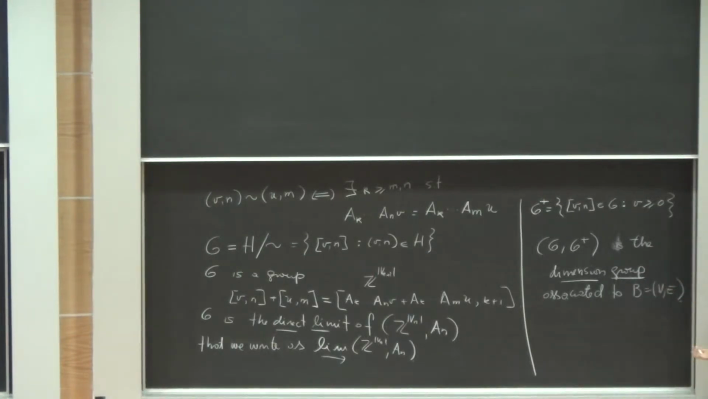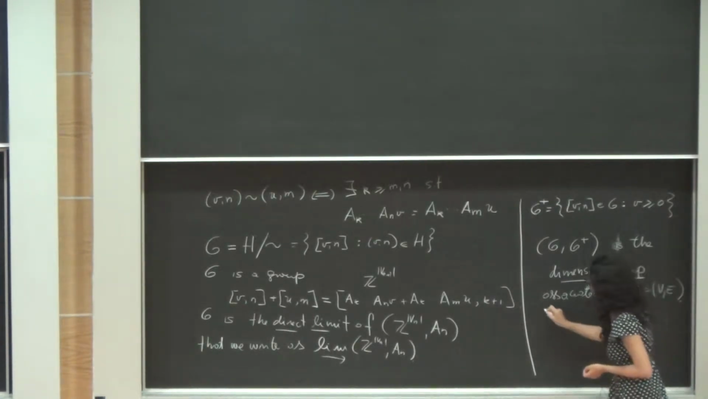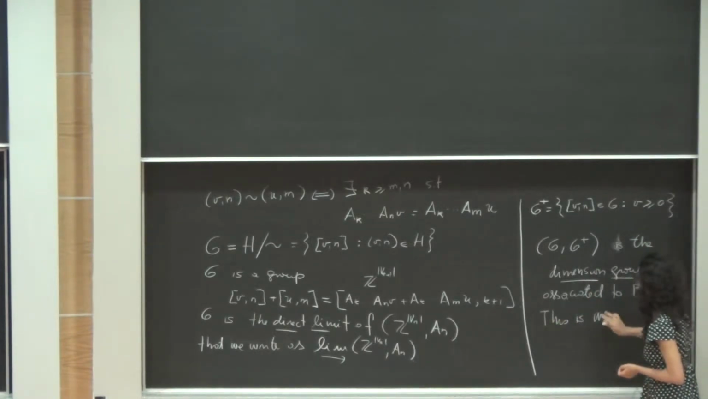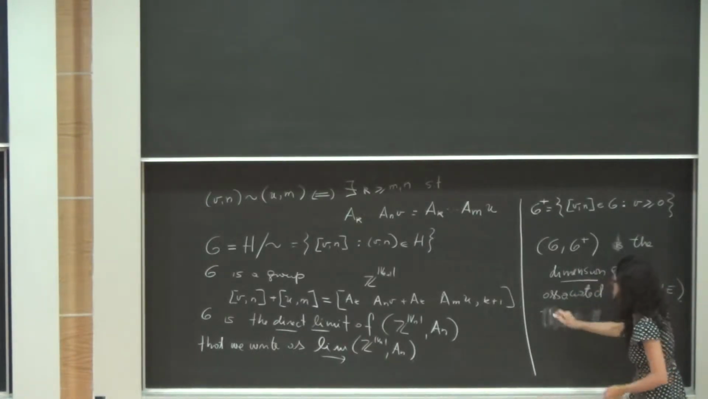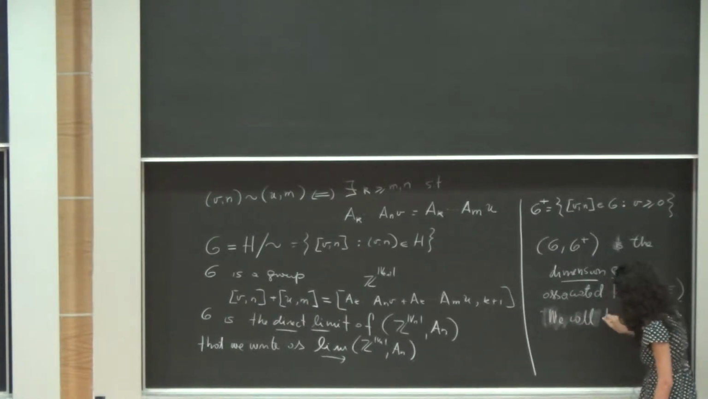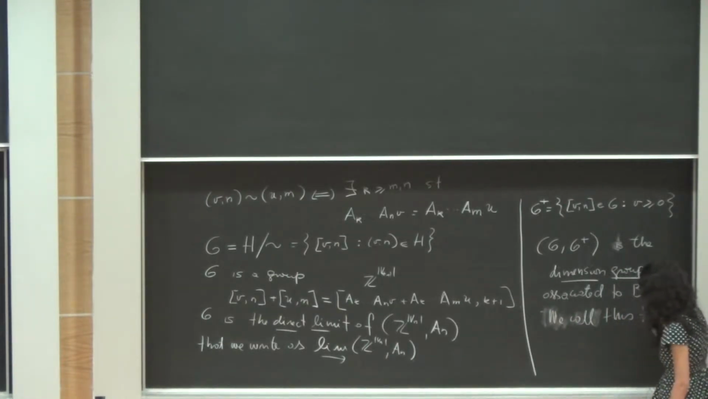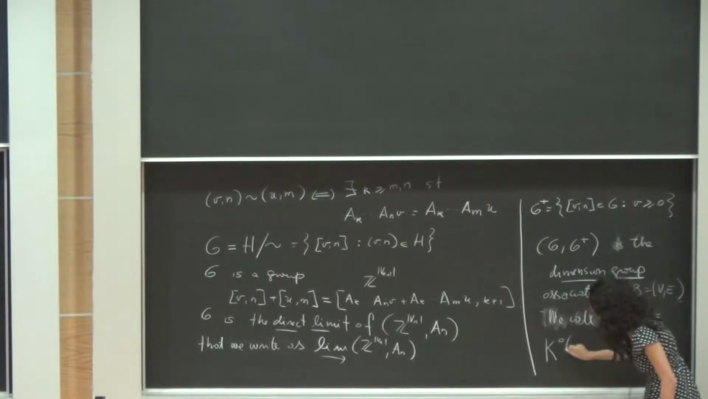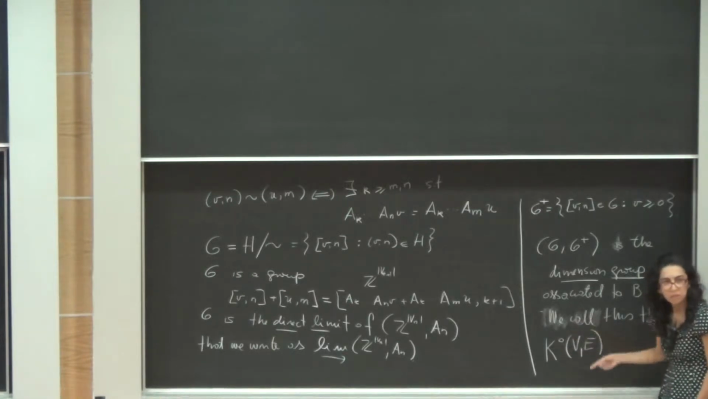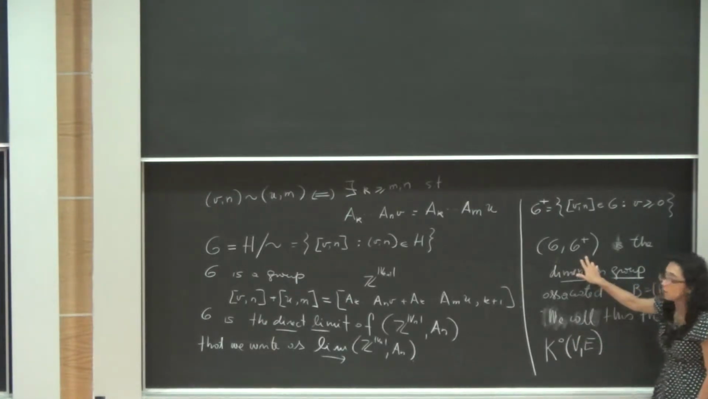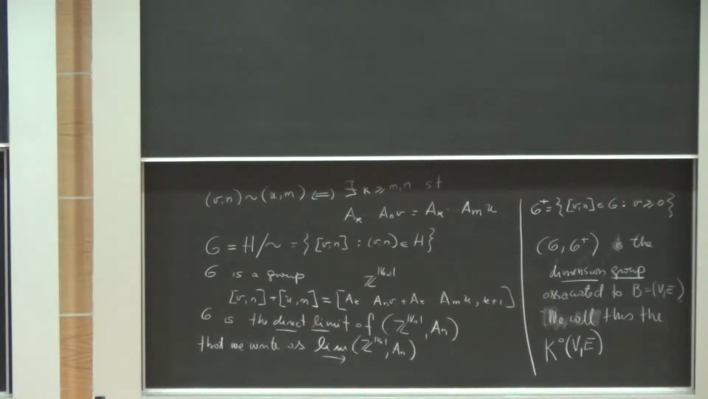And all these objects come from C-star algebras and K-theory. So the notation that we use here, we call this the K0 group of the Bratteli diagram. So if you see this, this means G and G+, constructed like this.